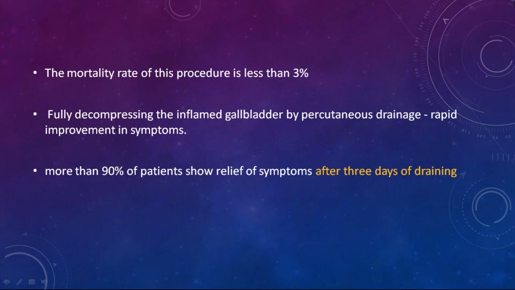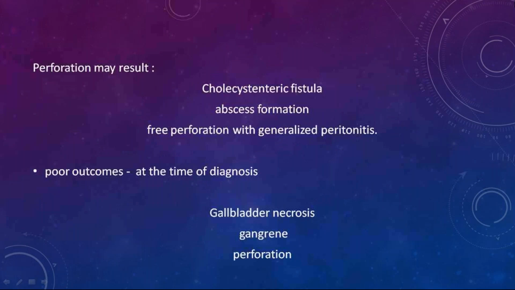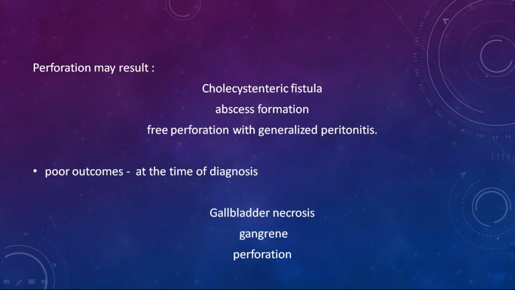So that is about acalculous cholecystitis. And coming to prognosis, if you intervene correctly, it is good. But if the patient presents at an advanced stage, the mortality chance of a patient with gangrene and necrosis is about 70%. In a patient with gallbladder gangrene, about 50% of the patients will result in gallbladder perforation. So that is about acalculous cholecystitis.